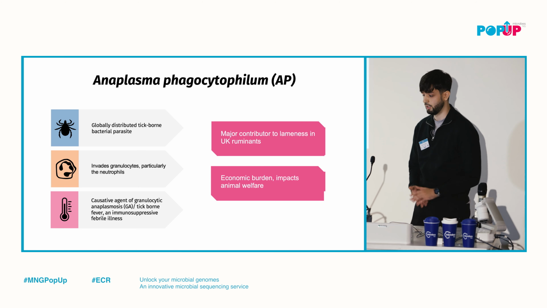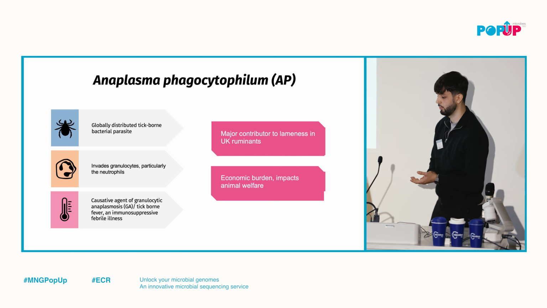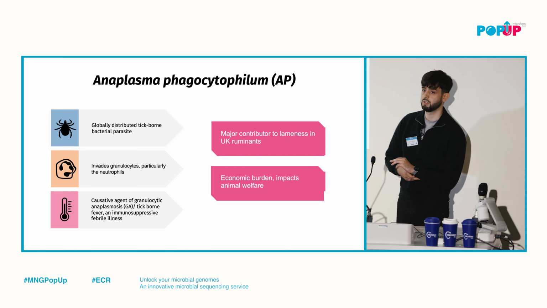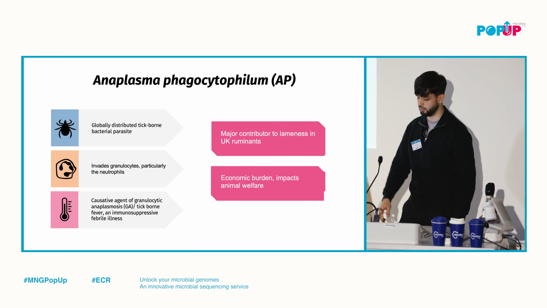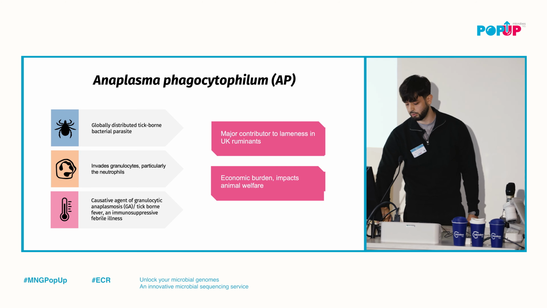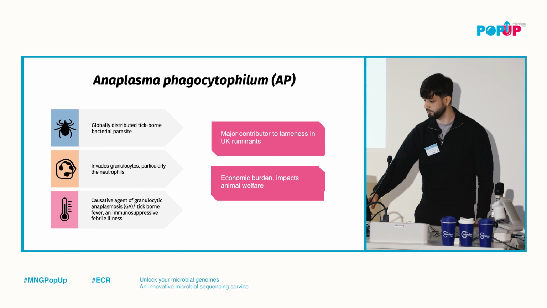In Europe, it's a major contributor to lameness in UK ruminants and just generally sheep across the UK. But in North America, it's actually more of a human infection. You see a lot of human infections, I think up to around 15,000 per year are being reported. As such, it's a major economic burden that impacts both animal welfare and human health in North America.